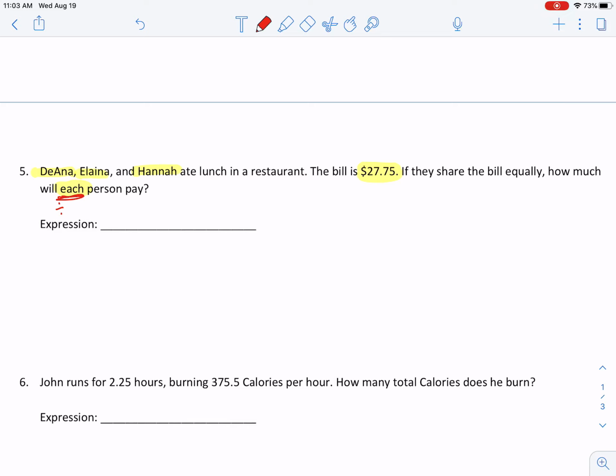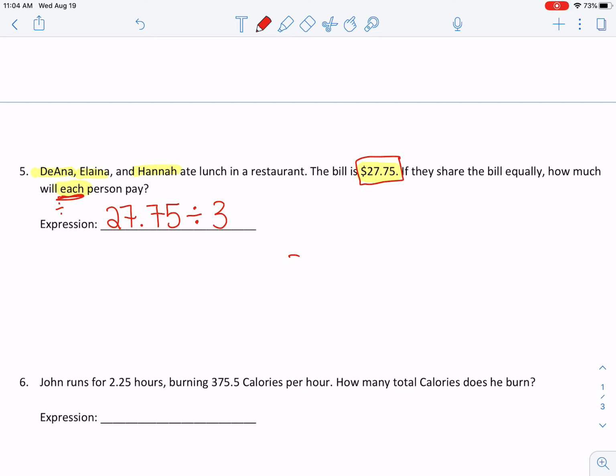And we know that the total bill was $27.75. So how would we write this in the expression form or the equation form? Well, we know that we would have to start off with the total bill. The total always comes first when dividing. And then how many girls were there? Divided by 3 girls. Diana, Elena, and Hannah. And this should give us the answer to this problem.